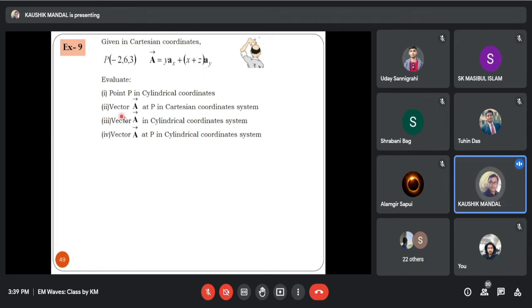Now you have to evaluate all those things one by one. First, you have to find out the point P in cylindrical coordinate system. So before starting to solve the problem, you have to first consider from which coordinate system to which coordinate system you are going to transform. So in that case, you have to consider the transformation from Cartesian to cylindrical.